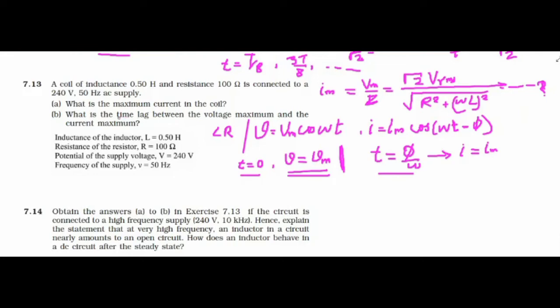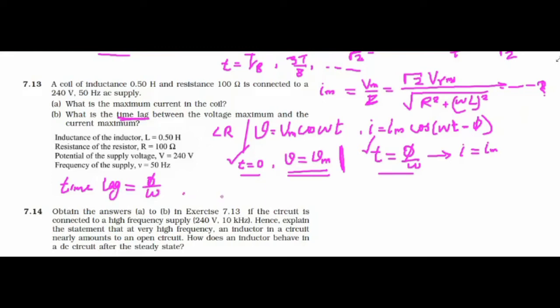So what is the time lag, the time difference between them? You have to take the difference between the time at which you get the voltage peak and the time at which you get the current peak. You can see the difference between these two values is phi by omega. Therefore, the equation for time lag is equal to phi by omega. Phi by omega will give the time lag.